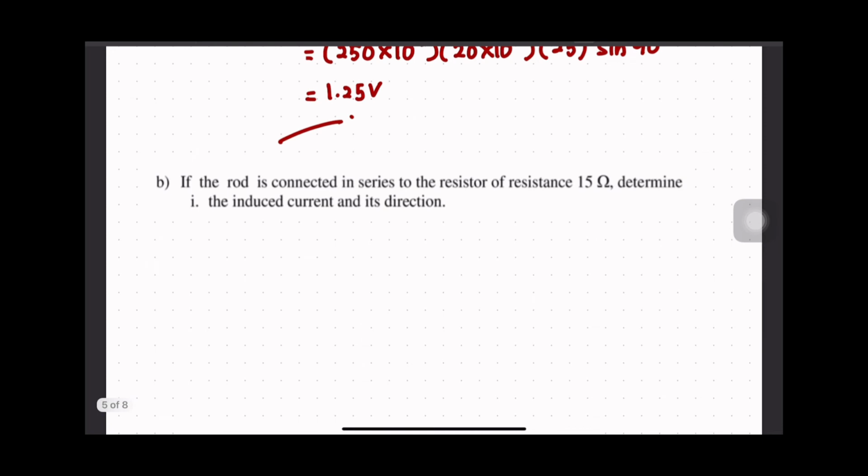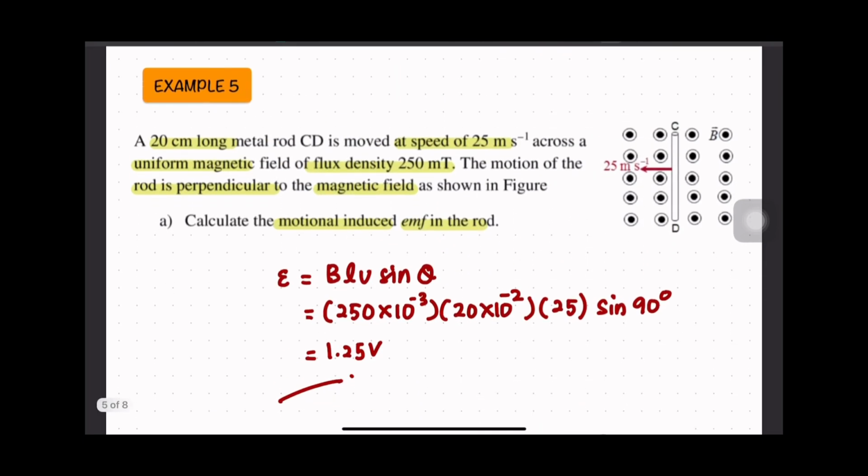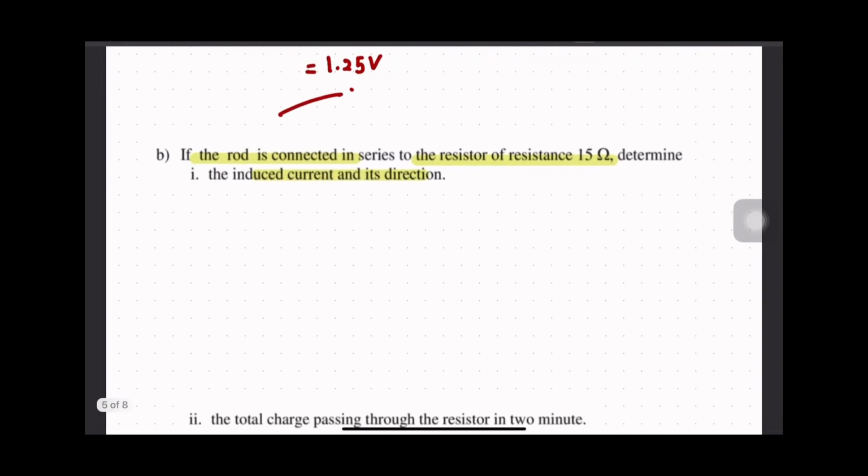Okay, next B, if the rod is connected in series to a resistor of resistance 15 ohm, determine the induced current and its direction. Connected in series with wire, meaning you can just draw the wire anywhere. In series, like that. But usually here there is a resistor, for example, you put one resistor. Okay, so the rod is connected, and then determine the induced current and its direction.